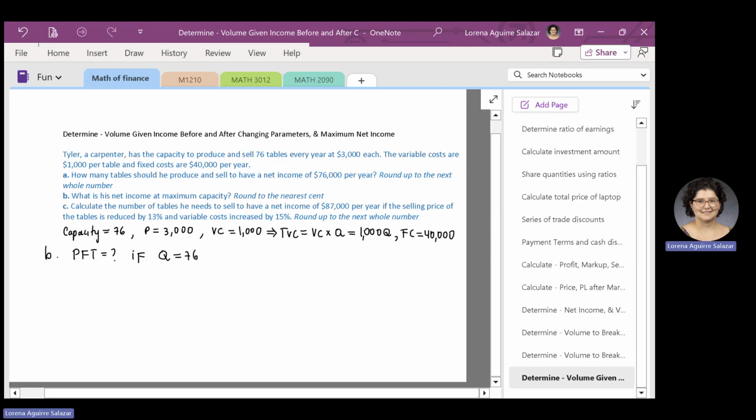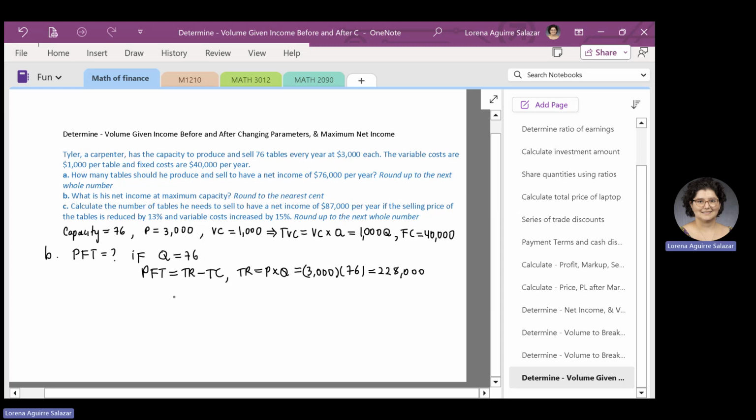If Q is 76, then we have that profit will be written in terms of Q. Remember that profit is total revenue, take away total costs. Here, total revenue comes from multiplying P by Q. We have $3,000 multiplied by 76. When we multiply those numbers, we get 228,000. That's the total revenue.